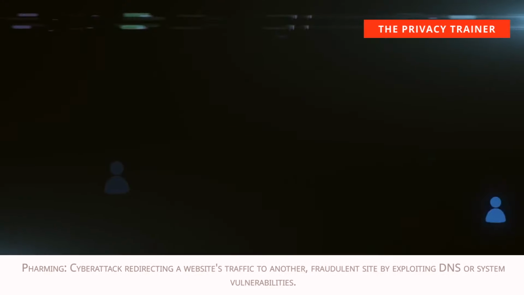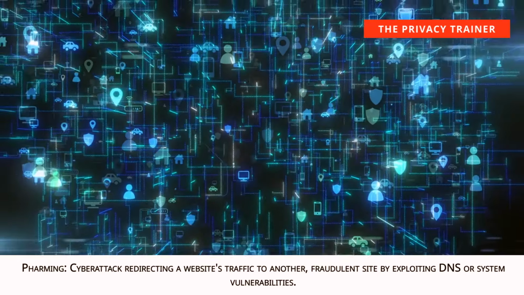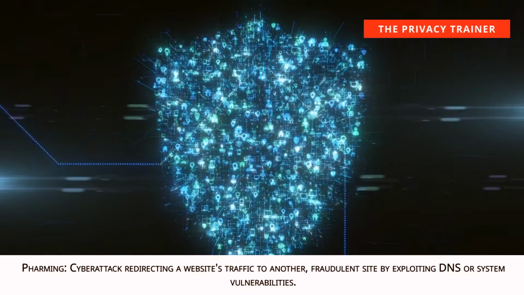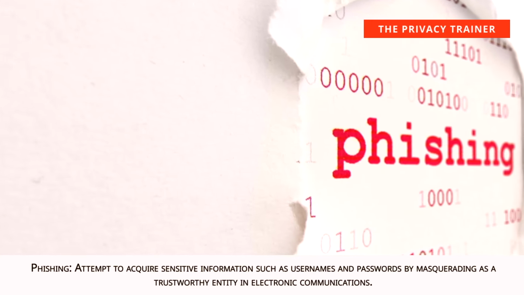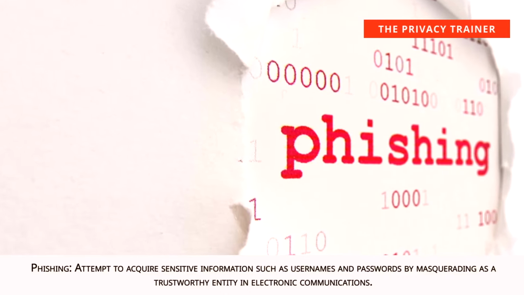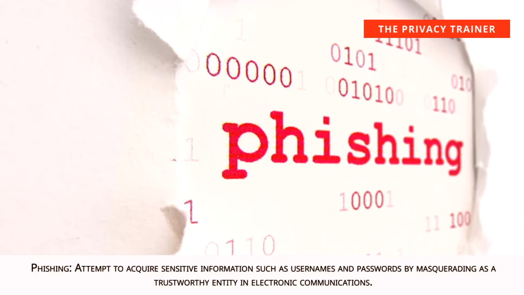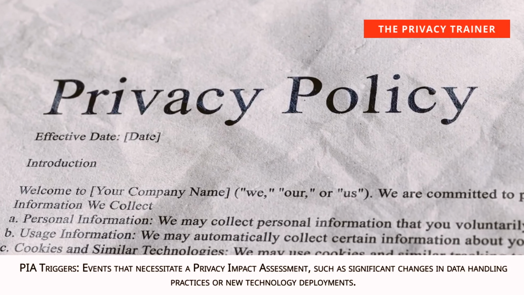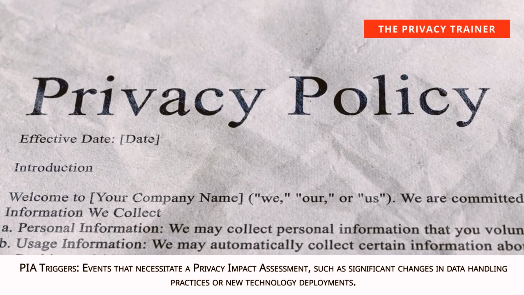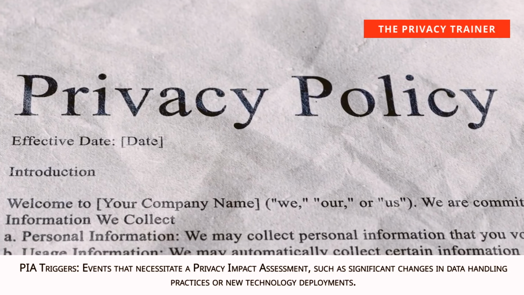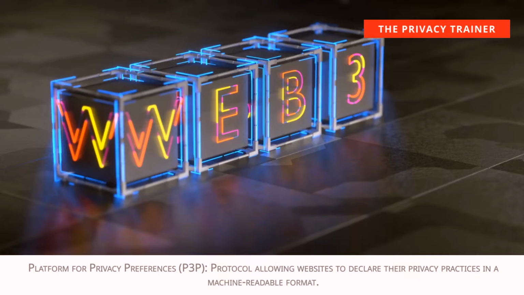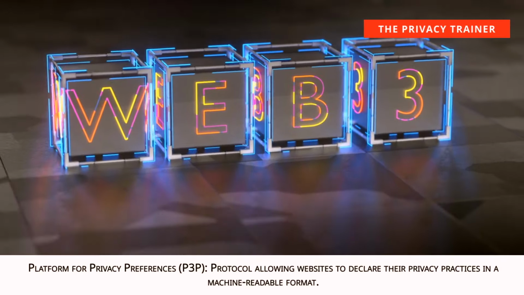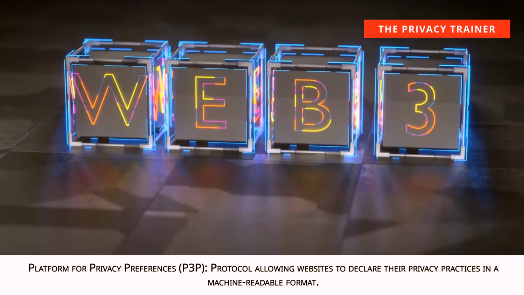Pharming. Cyber attack redirecting a website's traffic to another, fraudulent site by exploiting DNS or system vulnerabilities. Phishing. Attempt to acquire sensitive information such as usernames and passwords by masquerading as a trustworthy entity in electronic communications. Peer triggers. Events that necessitate a privacy impact assessment, such as significant changes in data handling practices or new technology deployments. Platform for Privacy Preferences, P3P, protocol allowing websites to declare their privacy practices in a machine-readable format.